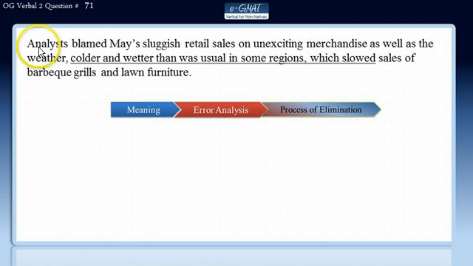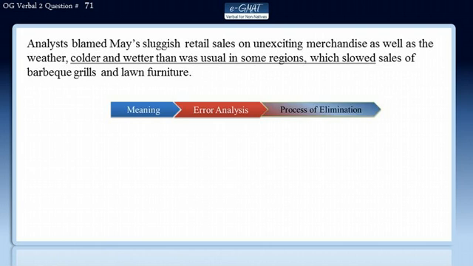So let's begin. Analysts blamed May's sluggish retail sales on unexciting merchandise as well as the weather, colder and wetter than was usual in some regions, which slowed sales of barbecue grills and lawn furniture.